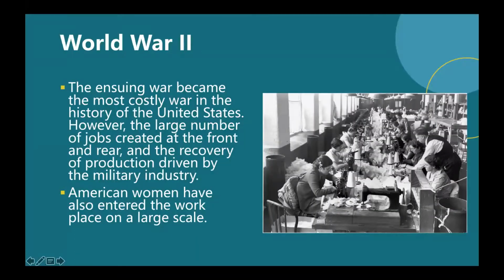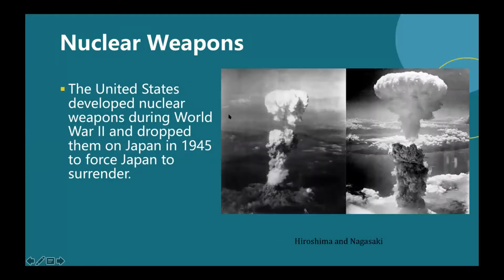And World War II became the most costly war in history, and a large number of jobs were created at that time, especially for women. As you can see, this is a job. There were many women working at that time. And nuclear weapons. After that, the Japanese were forced to surrender because of the Hiroshima and Nagasaki bombings.